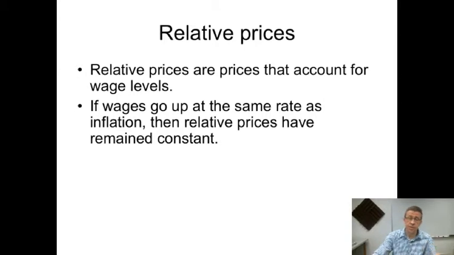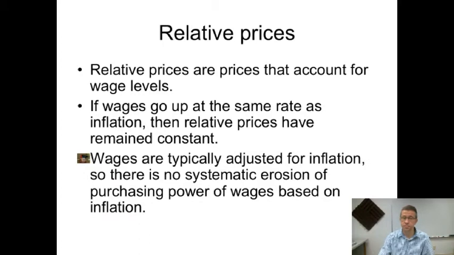So relative prices are the prices that account for the wage level. If wages go up at the same rate as inflation, relative prices have remained constant. So if you get a 3% raise and inflation was 3%, you're not really wealthier because of that, but you haven't lost purchasing power. And that's what we'd say: relative prices have remained constant. So this is a key point here. Wages are typically adjusted for inflation. There is no systematic erosion of purchasing power of wages based on inflation.